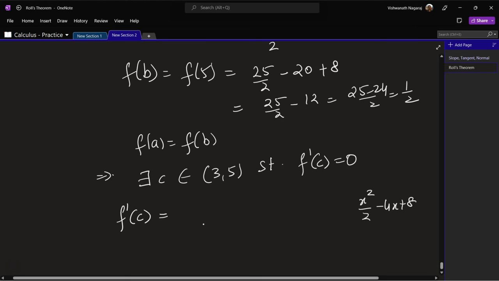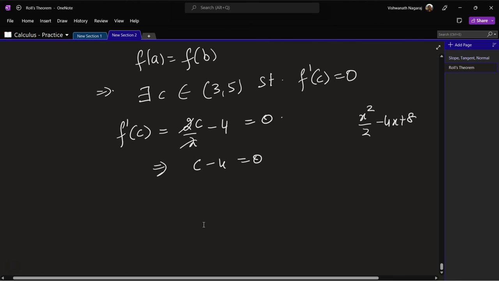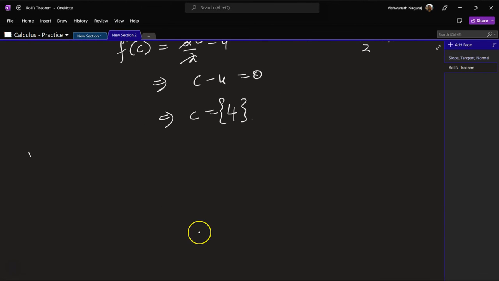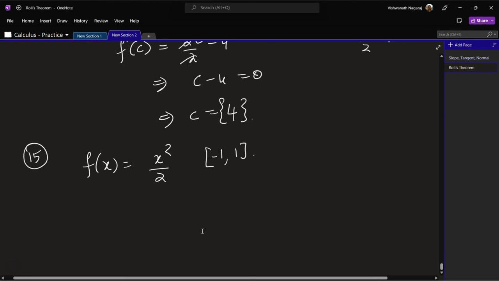So when we differentiate it at c, we get 2c by 2 minus 4 equal to 0, which implies c minus 4 equal to 0, which implies c is equal to 4. So there is only one value, and that is there in the given interval 3 to 5. Okay, 15th one. f of x equal to x square by 2 in the interval minus 1 to 1.